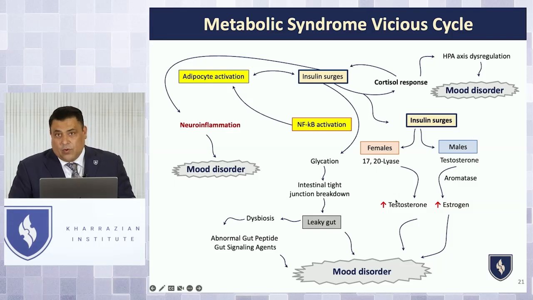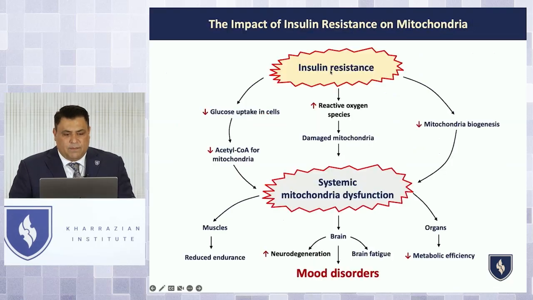Elevated testosterone is going to totally disrupt neurochemical function of serotonin and dopamine. Insulin surges in males are going to increase estrogen. There's going to be some impact on sensitizing serotonin receptors and dysregulating dopamine receptors. All these things impact mood disorders. So you can see how significant metabolic syndrome vicious cycles are to neurophysiology.